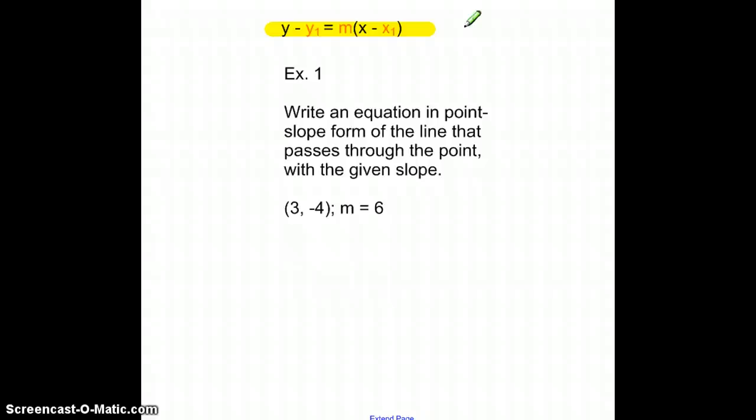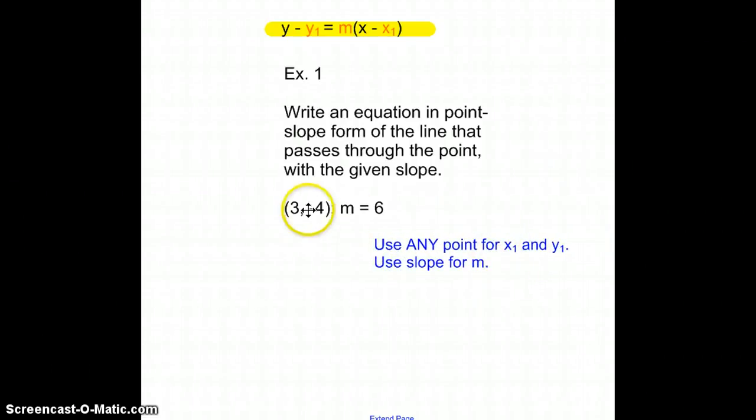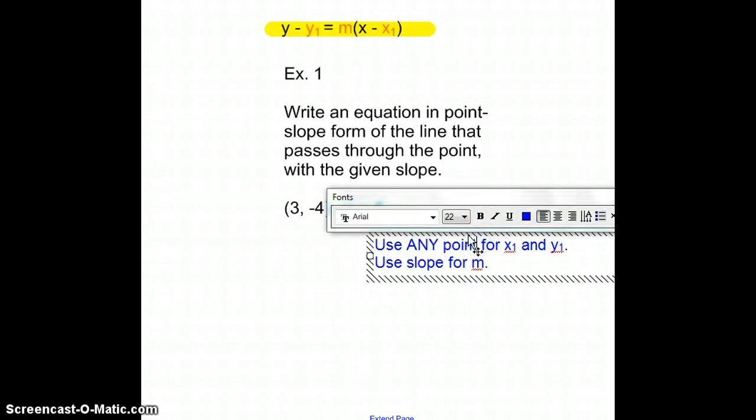So here's example 1. Write an equation in point-slope form of the line that's going to pass through this point with the given slope. So here's our point, 3, negative 4. Our slope is 6. And basically you can use any point for x and y. In this case, here's the point they give us. You could use any point on that line, is what it should say. Use any point on the line. That's a typo with Mr. D. On the line.